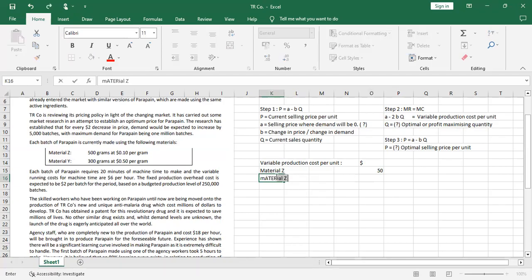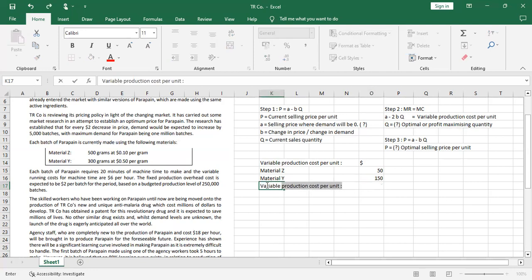Then we have material Y. For material Y, he says that 300 grams and it is multiplied with 0.5. So you have 150.